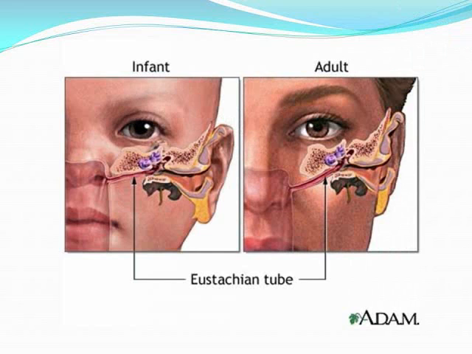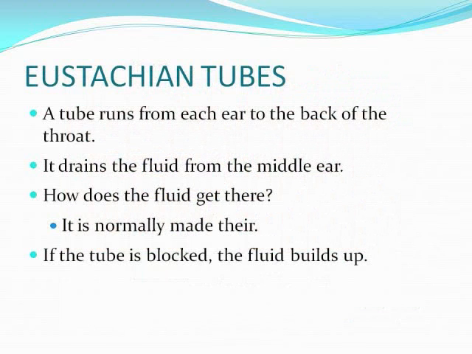As you can see by this picture, the eustachian tubes in the infant on the left are more horizontal, so they aren't drained by gravity to the same extent as they are in the adult. The infant's eustachian tubes are also narrower, making it harder for the fluid to drain and making it easier for them to clog. A tube runs from each ear to the back of the throat. It drains the fluid from the middle ear. How does the fluid get there? It's normally made there. So if the tube is blocked, the fluid builds up.